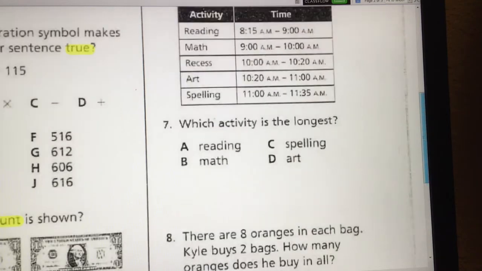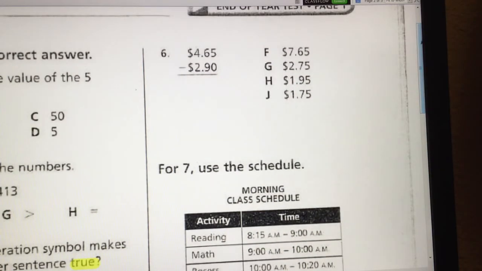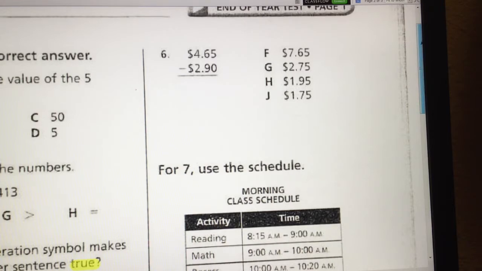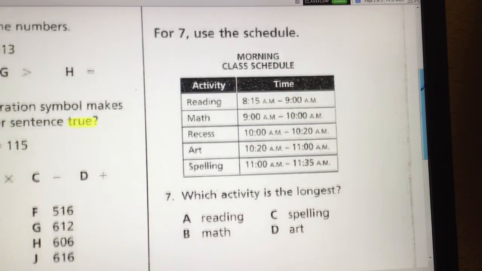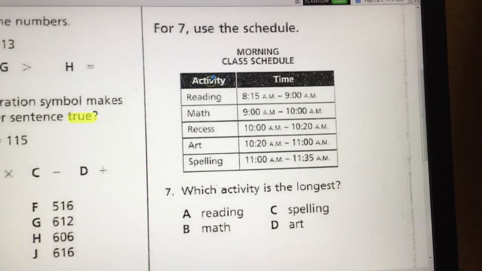Okay, then we're going all the way up to number 6, another basic subtraction. Don't forget to look if you need to regroup. 7, you're looking at the schedule, this chart. We have an activity and we have the time. It's your morning class schedule. So you have reading, math, recess, art, spelling. So reading, you go from 8:15 to 9 a.m. Math is 9 a.m. to 10 a.m. Recess, 10 a.m. to 10:20 a.m. Ooh, they get a little bit longer recess there. Art is 10:20 to 11, and spelling is 11 to 11:35 a.m.